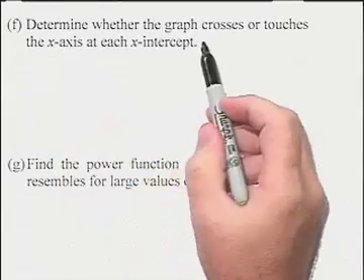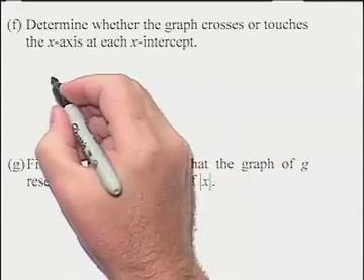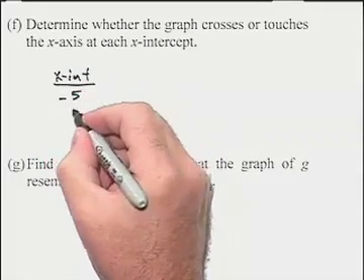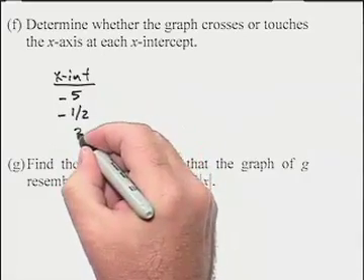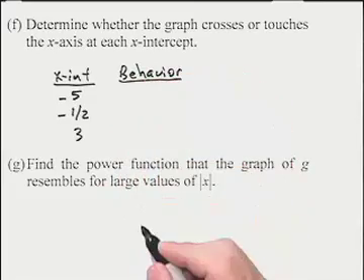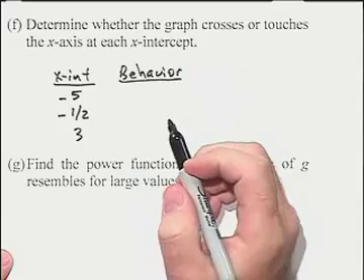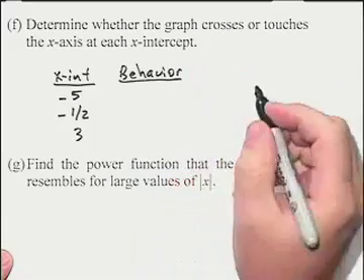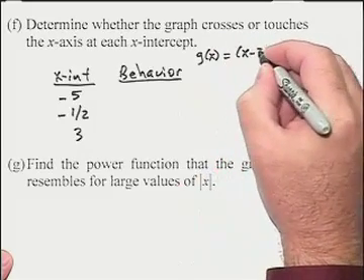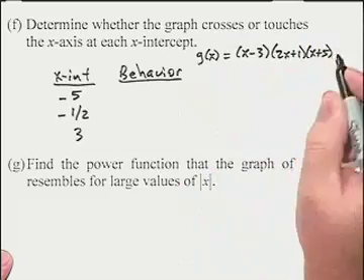Next, we're going to determine whether the graph crosses or touches the x-axis at each x-intercept. If we list our intercepts, we had negative 5, negative 1/2, and 3. And we're interested in the behavior of the graph at each of those x-intercepts. Now, whether the graph crosses or touches at an x-intercept is determined by the multiplicity. We factored g of x as x minus 3 times 2x plus 1 times x plus 5.